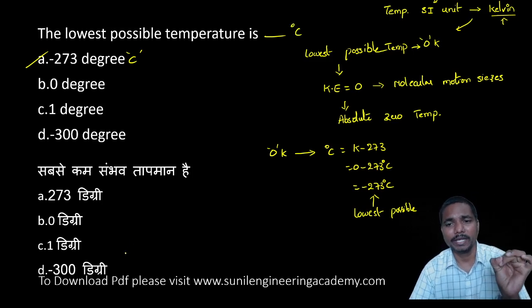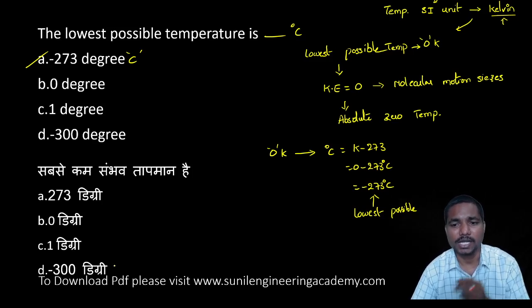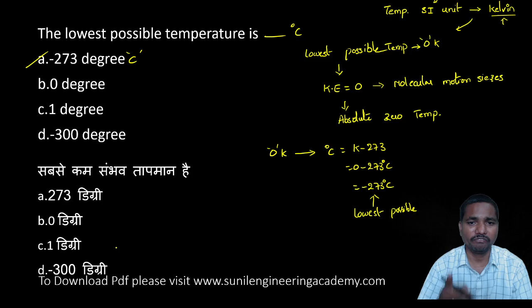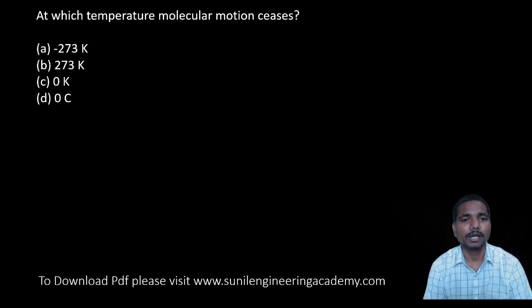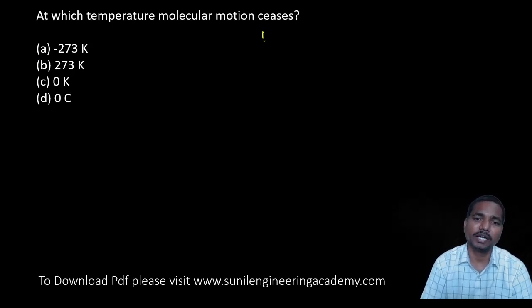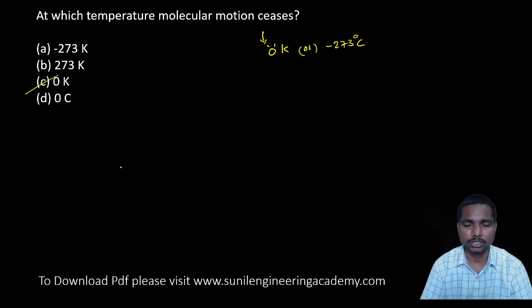The lowest possible temperature is nothing but 0 Kelvin, which means minus 273 degrees Celsius. That is also called absolute zero temperature, the temperature at which molecular motion ceases, at which the kinetic energy of the molecules is 0. Very important: at which temperature does molecular motion cease? Just now I have given: at 0 Kelvin or minus 273 degrees Celsius. So the answer is option 0.